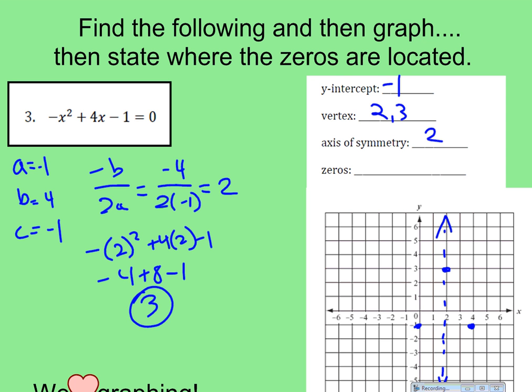So I'm going to go over 1, down 1, just like that. So remember, it goes over 1, down 1, over 2, down 4. Sorry, it's a little bit more than that. So my zeros end up being at about 1/4 and about 3 1/4.